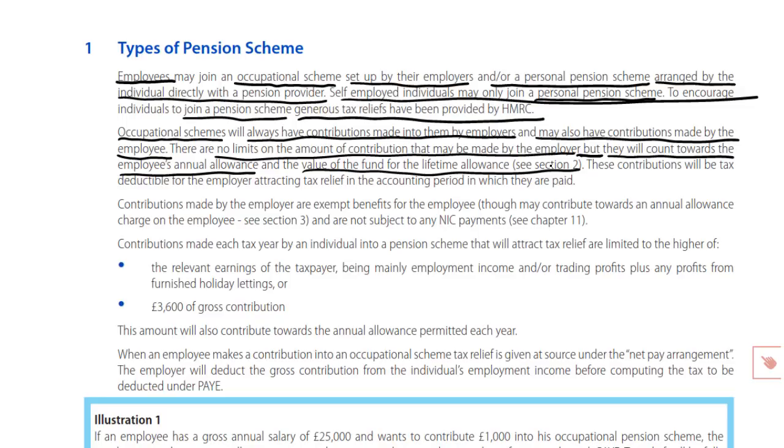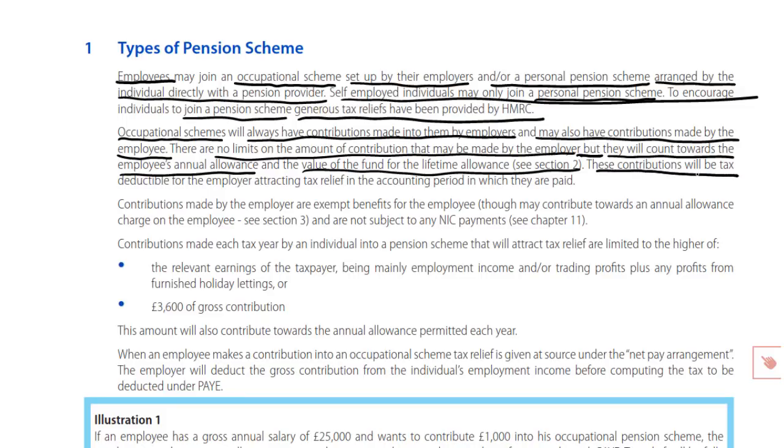If the amount of contributions made, a combination of those made by the employer and those made by the employee, what we may refer to as our total pension input, exceed the limitations placed on us by our annual allowance, then that may result in what we call an annual allowance charge, clawing back some of the benefit of the tax relief that we would otherwise have received. But that awaits us later on in this chapter.